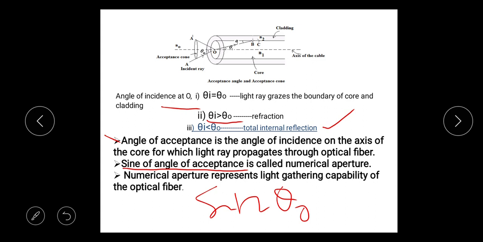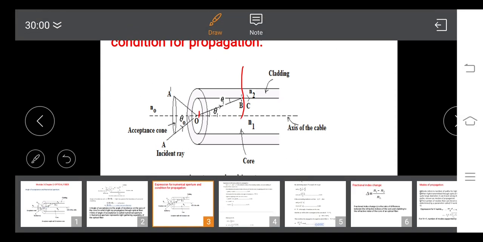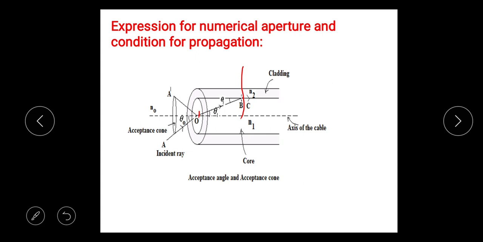Now let us derive an expression for numerical aperture. See, same diagram is taken here. Now consider 2 points. One point is O, another point is B. At O, two angles we have to consider. Theta naught is angle of incidence, theta 1 is angle of refraction. At B, angle of incidence is 90 minus theta 1, angle of refraction is 90 degree.